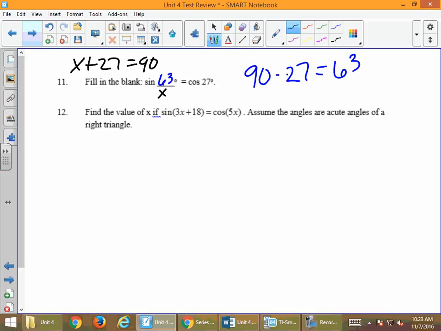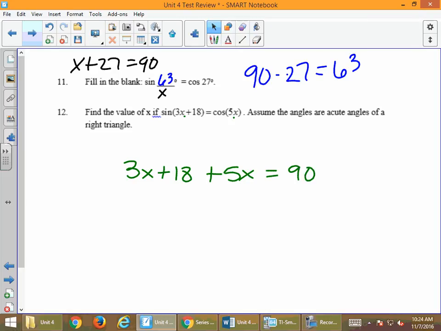So 12 is really, really similar. Find the value of x if the sine of 3x plus 18 equals the cosine of 5x. Well, what did we just say? The sine of one angle equals the cosine of the other. What do those angles add to? 90. You literally just take what's in the parentheses, 3x plus 18 plus 5x, and set it equal to 90, and then you just solve. Well, combine your like terms. 3x plus 5x is?